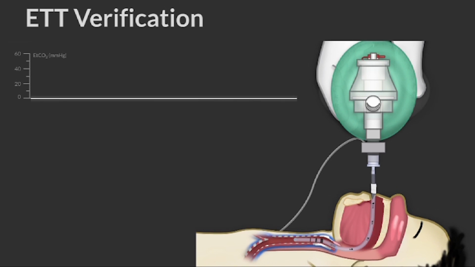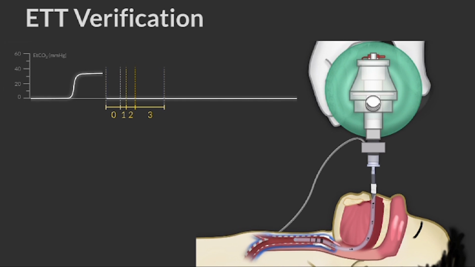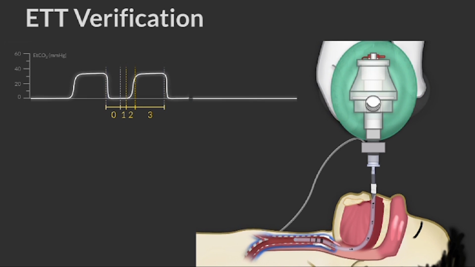If the breathing tube has been placed appropriately in the trachea, you should get a nice phase 0, 1, 2, 3 just like a normal capnogram, and that will confirm placement of your endotracheal tube.